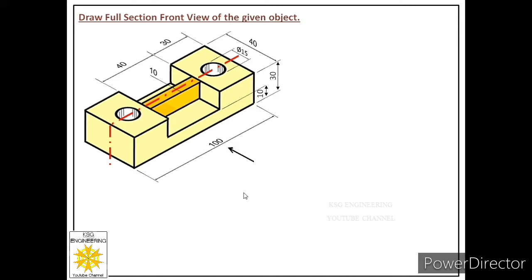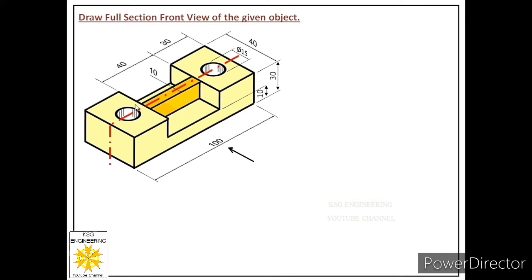And we know before drawing its full section front view, we first have to identify its front view, because that will help us to draw the full section front view of this object. So let us first identify its front view. When we look at this object from the front, we will see two faces. This face, face number 1, and this face, face number 2. In the front view, we will represent these two faces as visible faces.